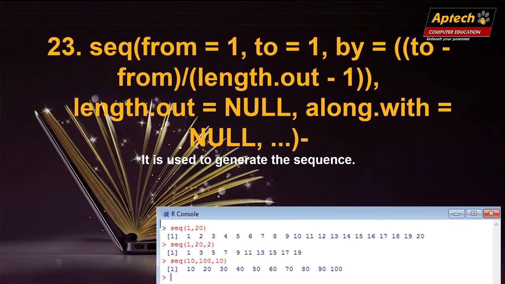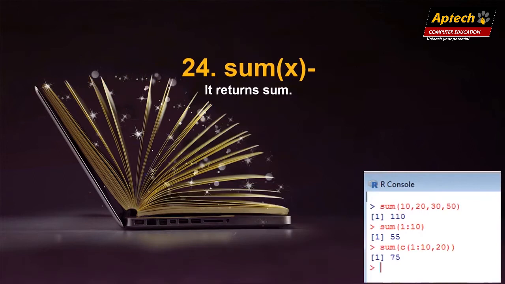The second example, sequence of 1, 20, and I have written the step 2. So the output will be 1, 3, 5, 7 to 19. The third example, starting will be 10 and ending will be 100, with step 10. So it will print 10, 20, 30 like that.